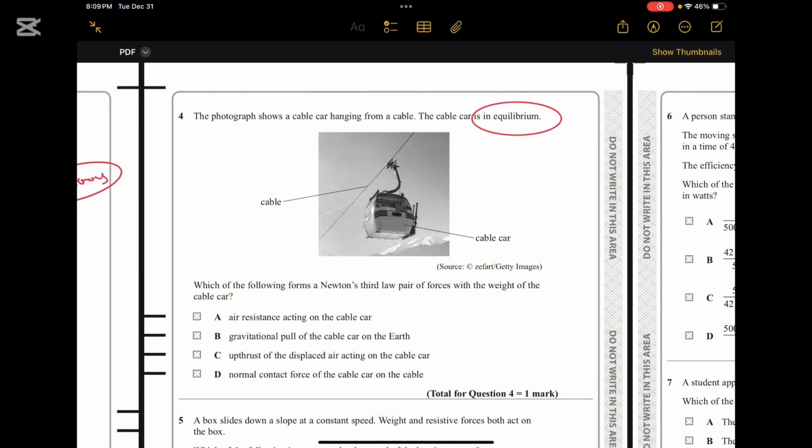We know weight is one force, and they have asked us to find out the other force which will act as Newton's third law pair force. We all know for two forces to be Newton's third law pair forces, the forces should act on different bodies, and forces acting on the same body are not third law pairs.